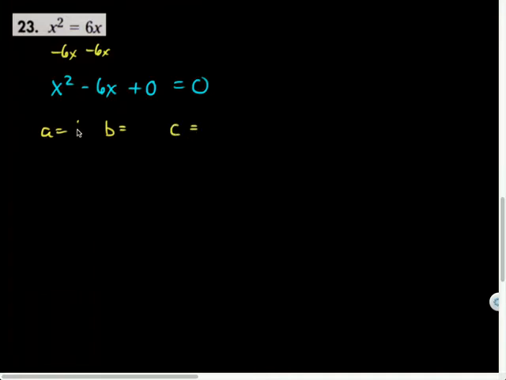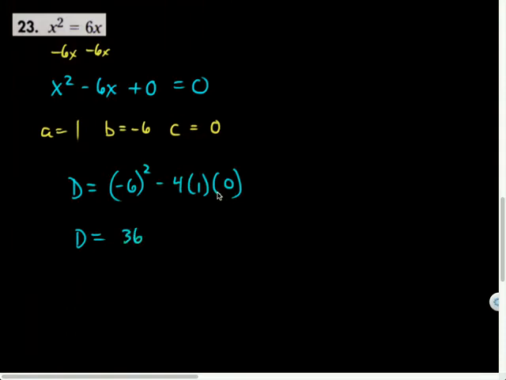So let's see, A is 1 because of the leading coefficient, B is negative 6, it includes the sign, and C is 0. So let's plug that into the old discriminant. D is equal to B squared, so negative 6 in parentheses squared, because that's different if I don't have the parentheses, minus 4 times 1 times 0. D is equal to negative 6 all squared, which is positive 36. And negative 4 times 1 is negative 4, times 0 is 0. So here's the value of my discriminant.